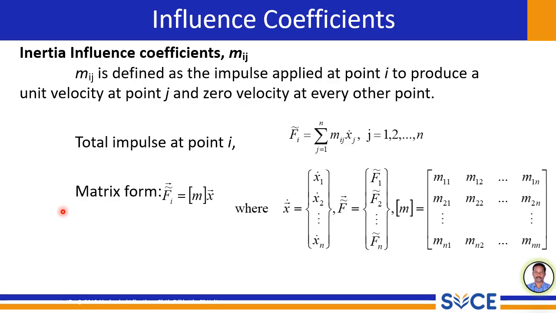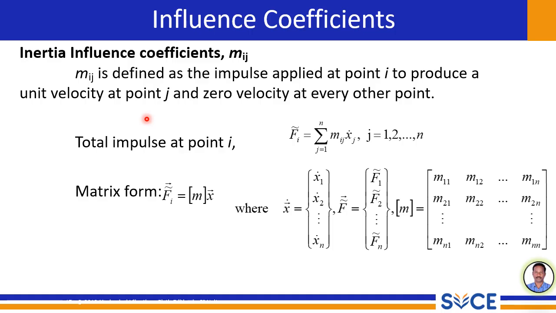Now, let's turn our attention to the third type of influence coefficient, that is the inertia influence coefficient, represented as m suffix ij. The inertia influence coefficient is defined as the impulse applied at point i to produce a unit velocity at point j, while ensuring that all other points in the system have zero velocity. This concept relates forces to the rate of change of momentum, or impulses to velocities.